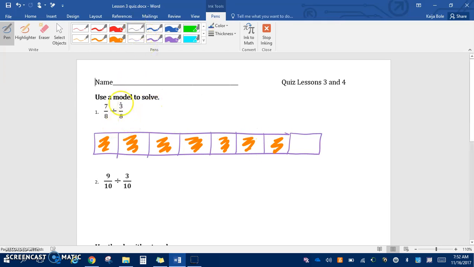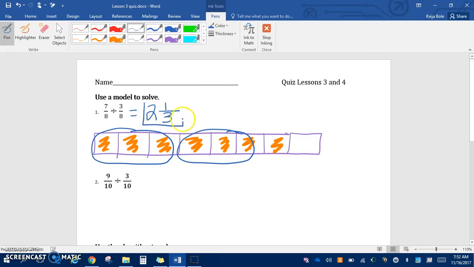Alright, now I'm going to look at this second fraction here. This is what I'm grouping by, and I see that I'm grouping by groups of 3. So here's one group of 3, 2 groups of 3. So for my answer, I have 2 whole groups of 3. I have 1 left over, and that's over 3 because that's what we were grouping by. So my final answer here is 2 1/3.